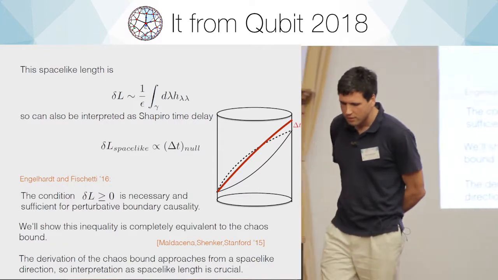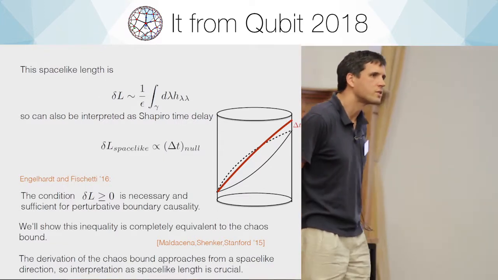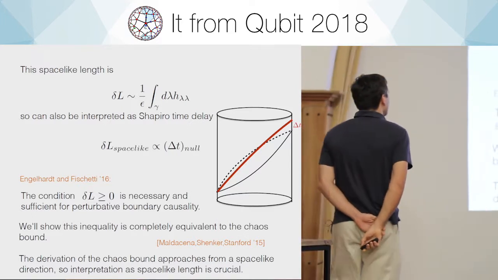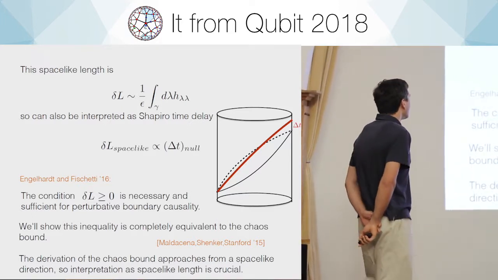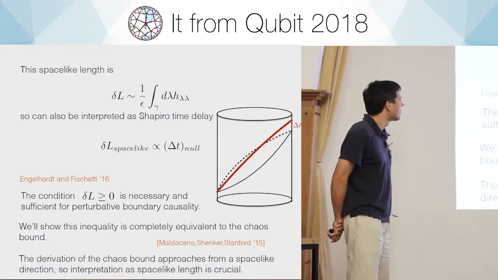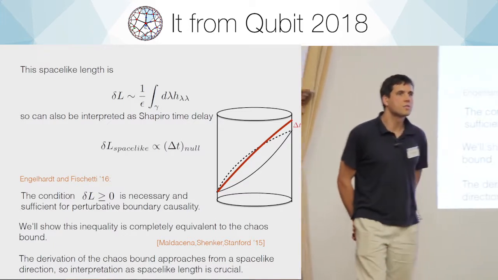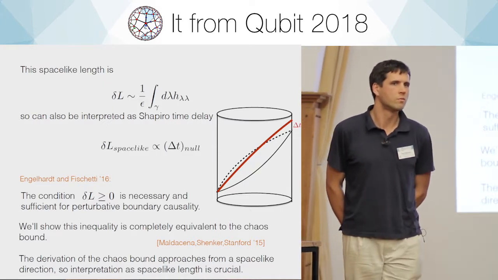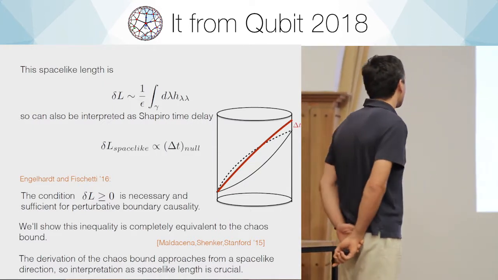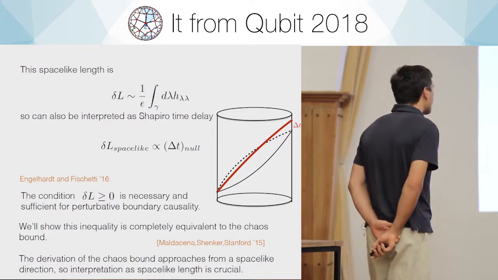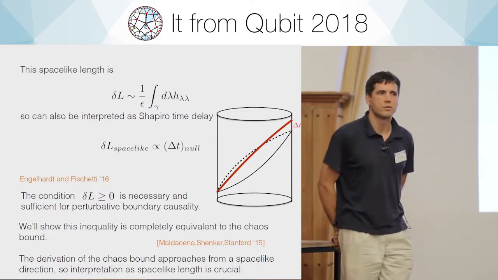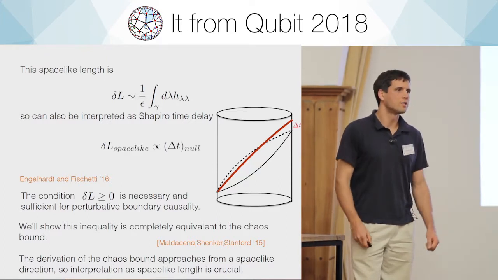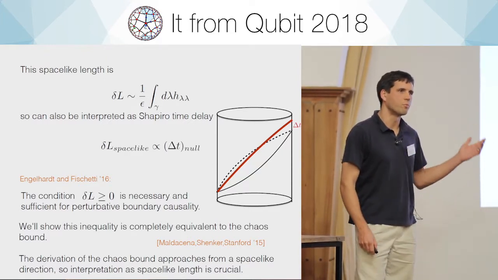So this Shapiro time delay is something that's been studied in various contexts. In particular, Engelhardt and Fischetti showed that this condition, that this quantity is greater than zero, is necessary and sufficient for boundary causality. What I'm going to show is that this inequality is completely equivalent to the chaos bound. In fact, this inequality is the chaos bound stated in terms of the bulk operators.